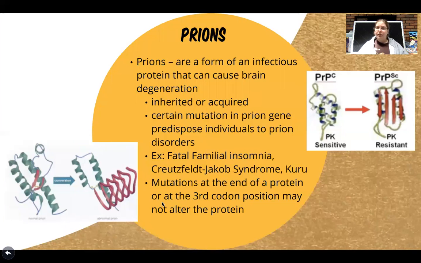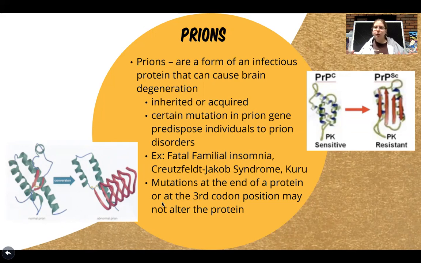These can be either inherited, so you can have a mutation that causes your body to make these incorrectly folded proteins automatically, or it can be acquired. So a while back, even when I was younger, there was the mad cow scare. So mad cow disease is a prion disorder.